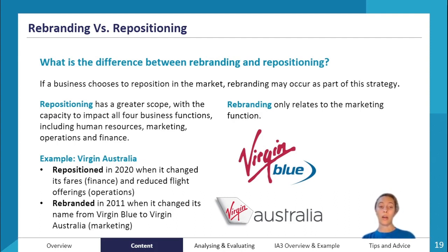In opposition to that, we've got rebranding. In 2011, it changed its name from Virgin Blue to Virgin Australia. We can see those logos there, and you may remember back in the days of Virgin Blue. But that is purely a marketing strategy. It didn't impact those other areas of finance and human resources and things. So that was just rebranding within that niche of marketing.